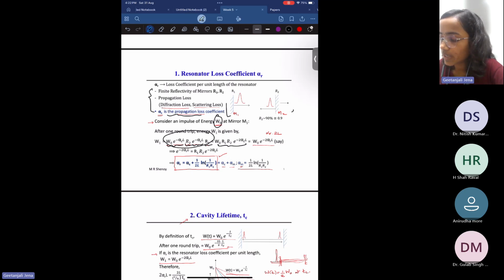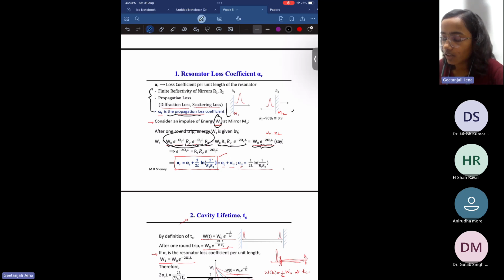So if you now equate this whole term to a new term, which is omega 0, you combine all the losses into a single term, e to the power minus 2 alpha R L. Now, this e to the power minus 2 alpha R L is nothing but equal to R1 R2 e to the power minus 2 alpha C L, right?